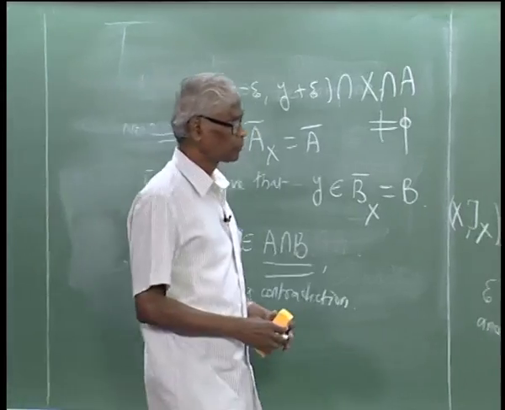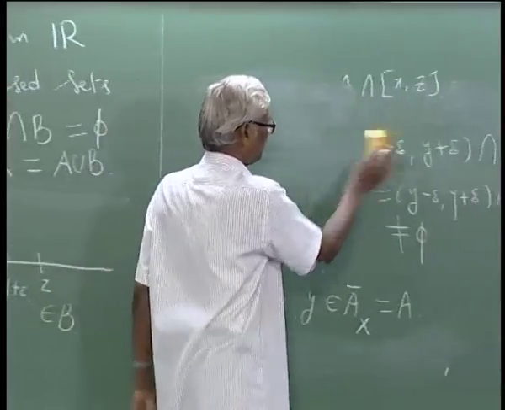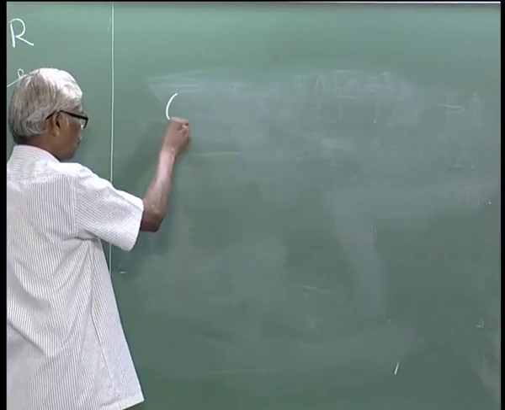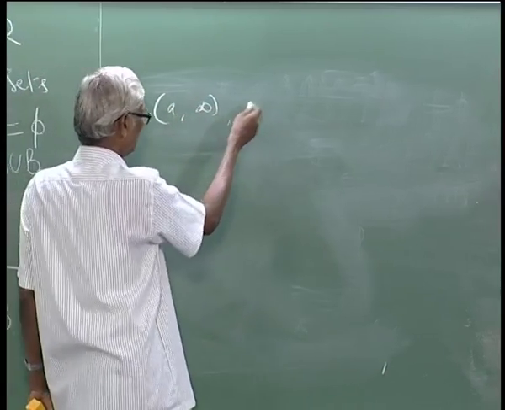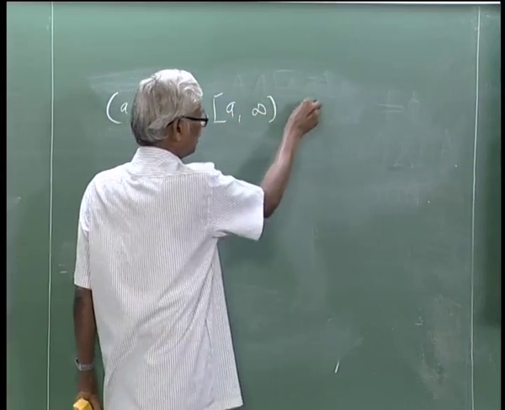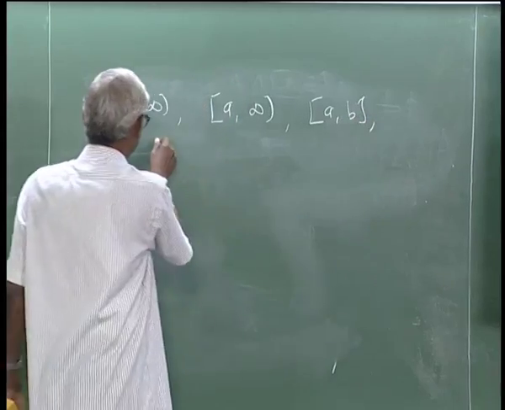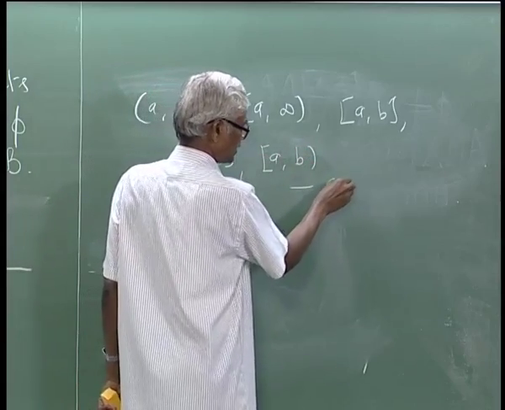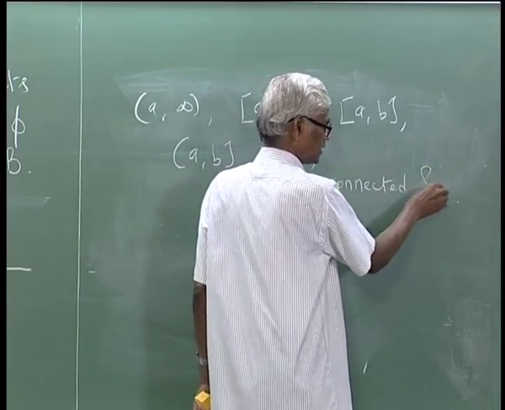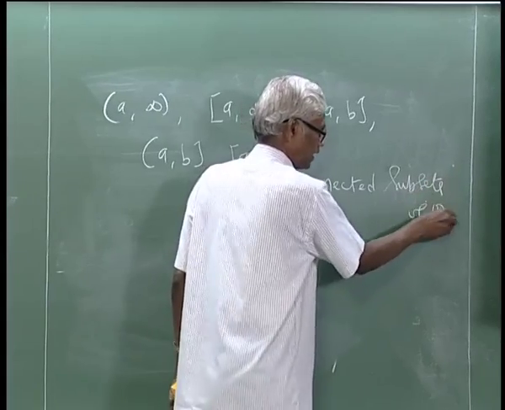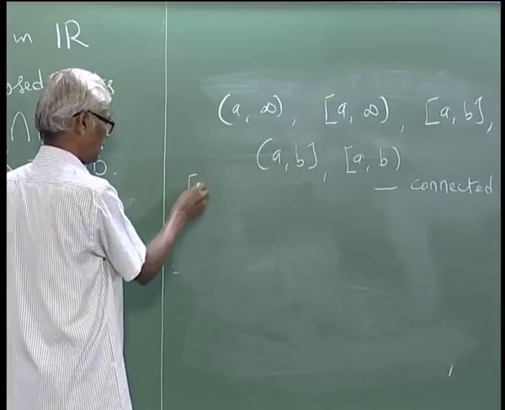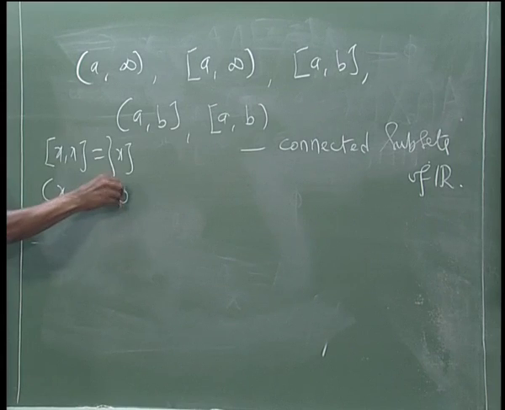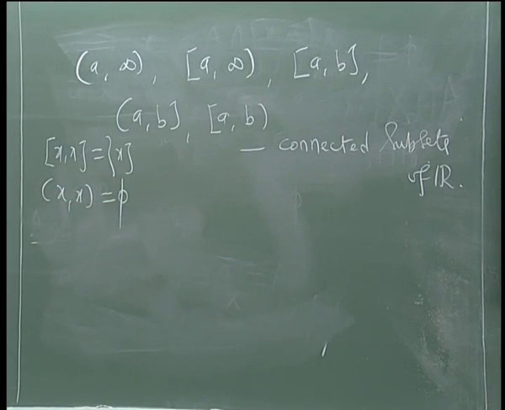So, hence what we have proved is every interval in R is connected. Whether it is an open interval, open a, infinity, or closed a, open infinity, or closed interval a comma b, any type, open a closed b, closed a open b, all these are connected subsets of R. Any interval, including the singleton, x comma x, that represents a singleton x, and the open interval x comma x, which is empty. These are all also connected subsets of R.